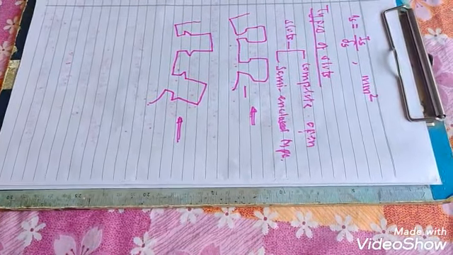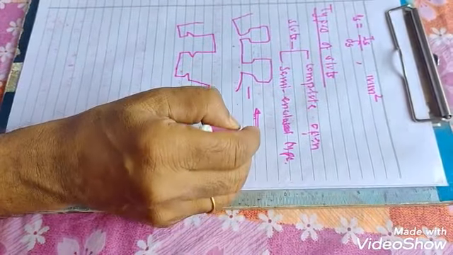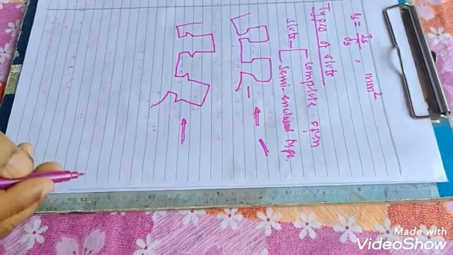Semi-enclosed type slots are used in induction motors because pulsation loss is less and the machine operates more quietly.